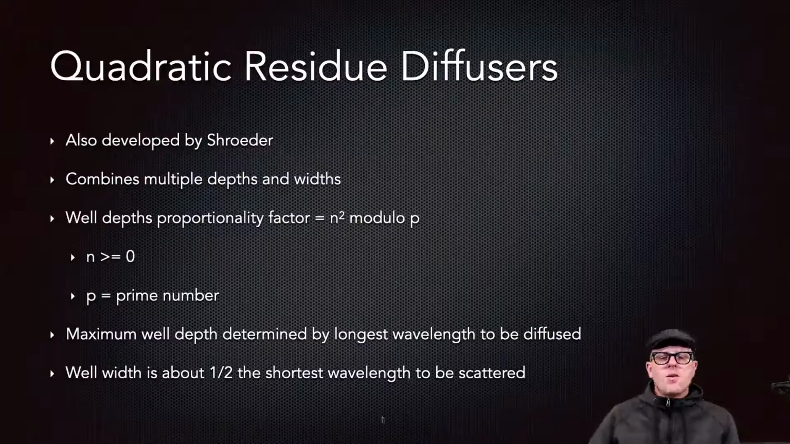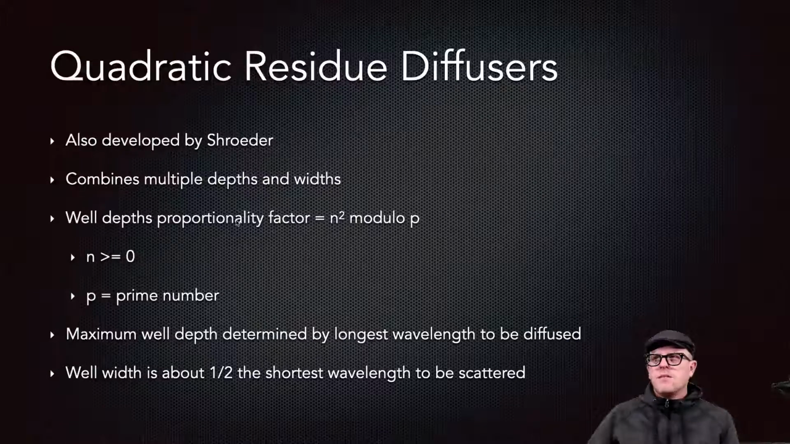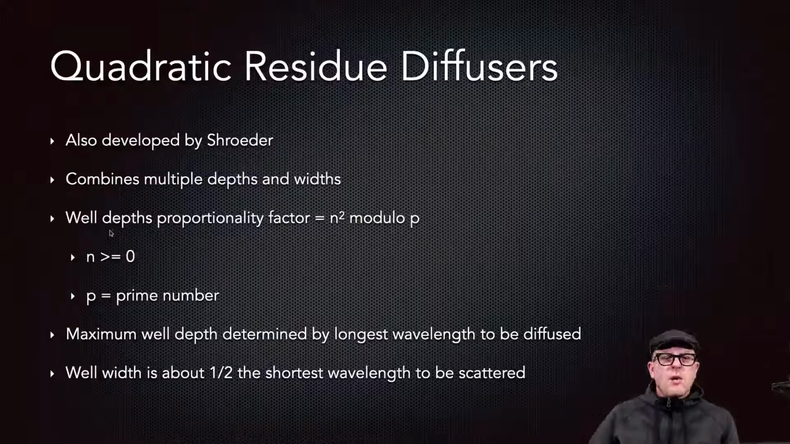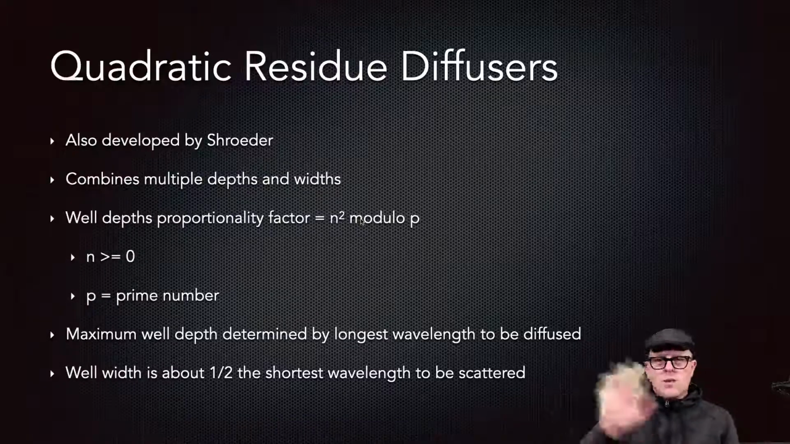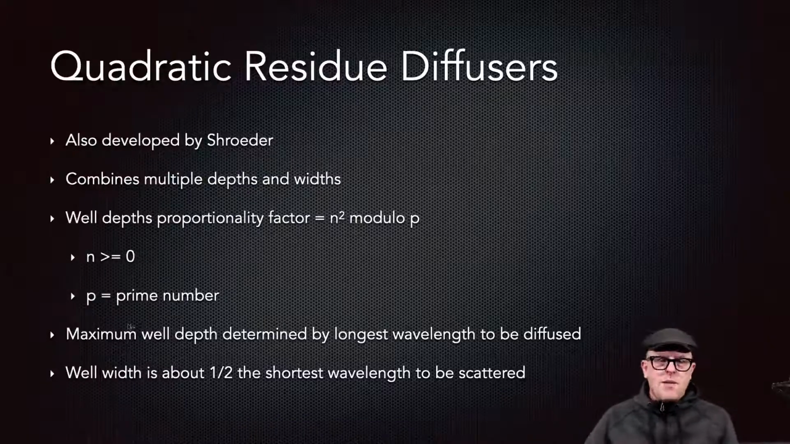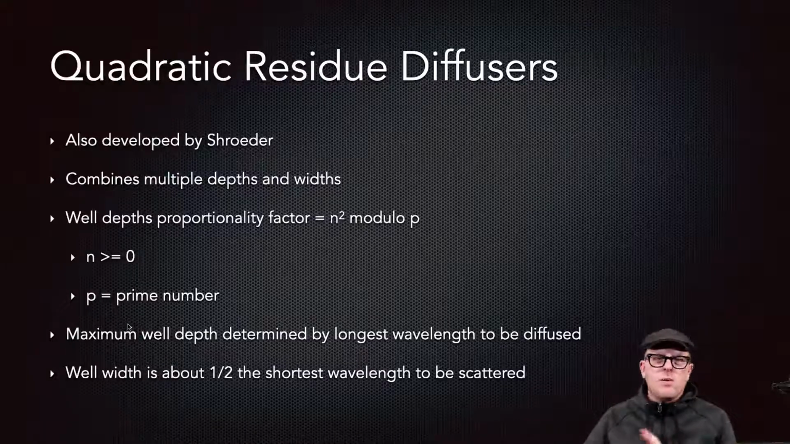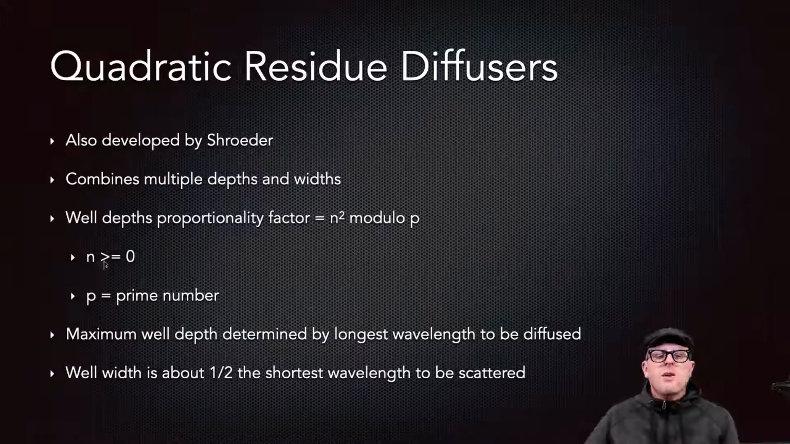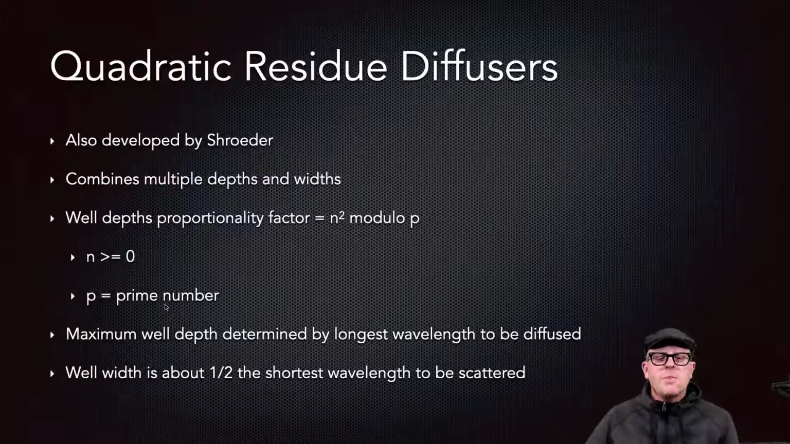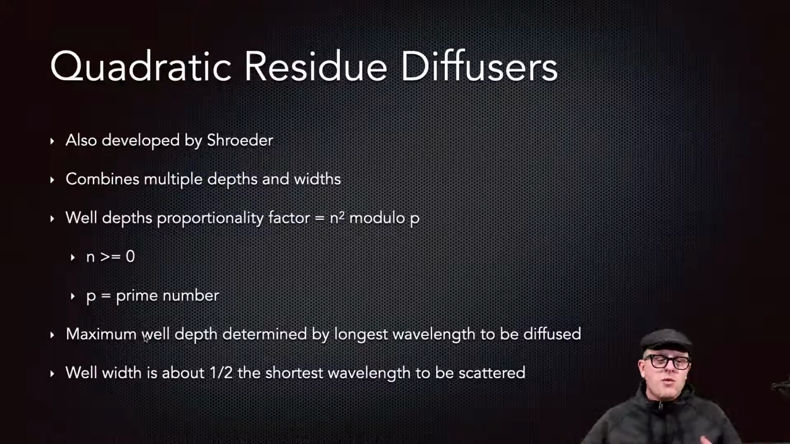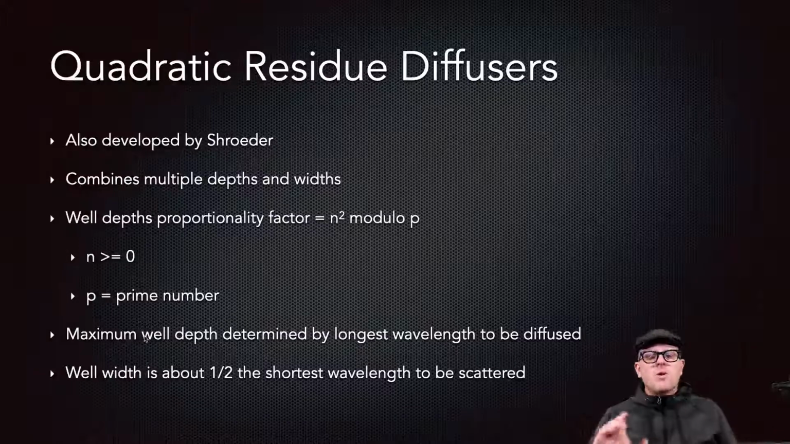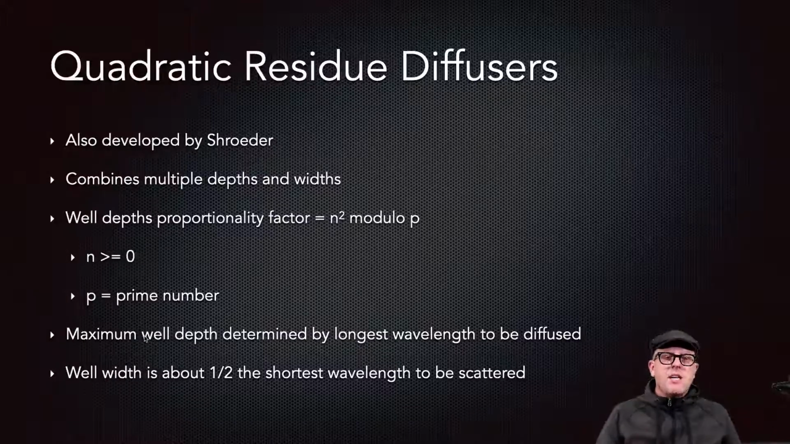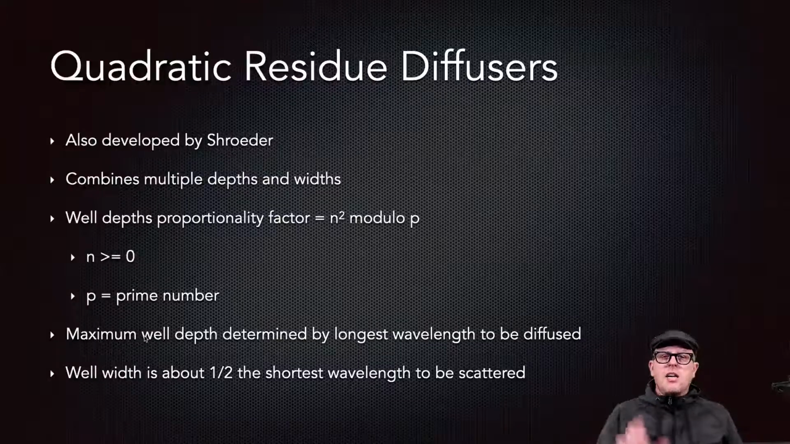So now we're going to have variable well depths. This is the basic equation, so to speak: well depth proportionality factor equals n squared modulo p. We're not going to go into the math on that. If you want to get into it, cool. Here n is greater than or equal to 0, and p is a prime number. The maximum well depth is determined by the longest wavelength to be diffused, and the well width is about half the shortest wavelength to be scattered. That gives us the parameters for how this works.